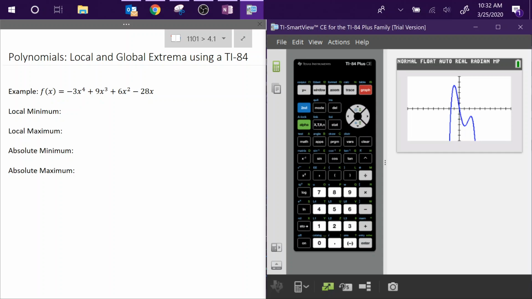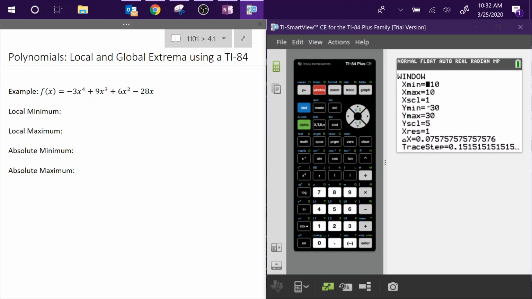Here, I've already set our window so that our peaks and valleys will appear, but that won't always be the case, so you'll need to play with your window. In the case of this function, I had to change the y minimum to negative 30, the y maximum to 30, and the y scale to 5.